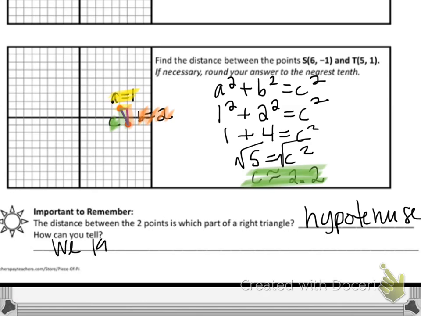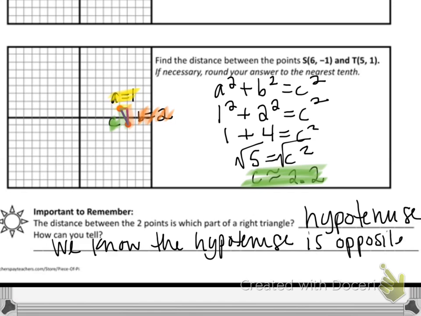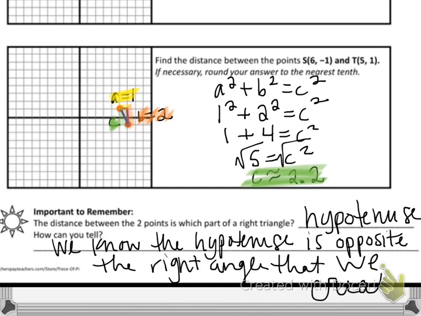We know the hypotenuse is across or opposite the right angle that we create. All right, so when we actually create our triangle, we are creating that right angle. So that's why the distance is always that direct line from point to point.